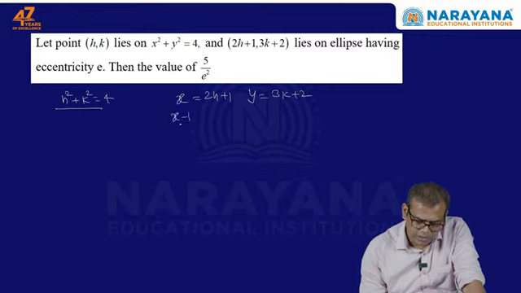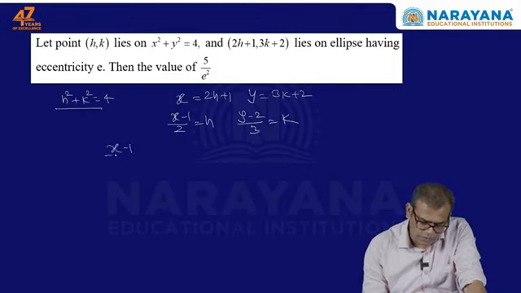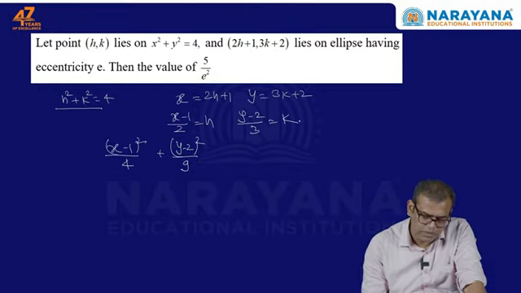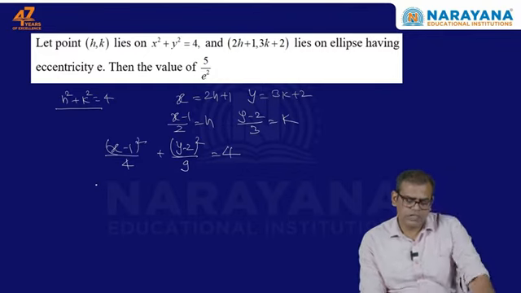So (x minus 1) by 2 is equal to h, and (y minus 2) by 3 is equal to k. And after squaring and adding, we get 9, and h square plus k square is 4, which is given. So this is the transformation.